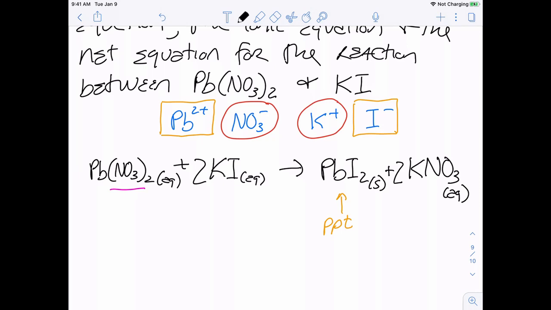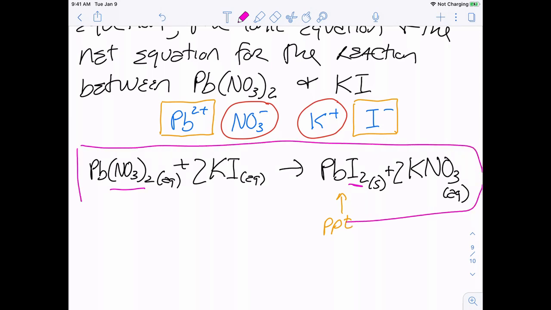If I go to my product side, I have 2 iodide right here. 1 lead on each side, so we're balanced. So this would be my balanced chemical equation for the reaction between lead 2 nitrate and potassium iodide.